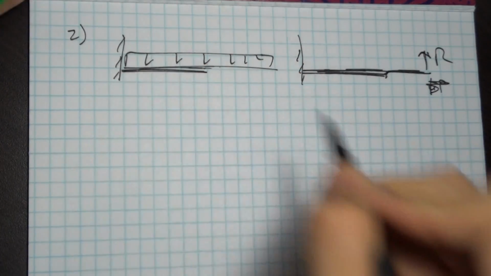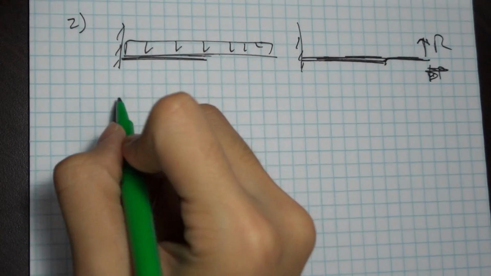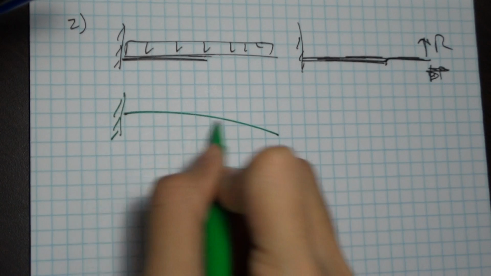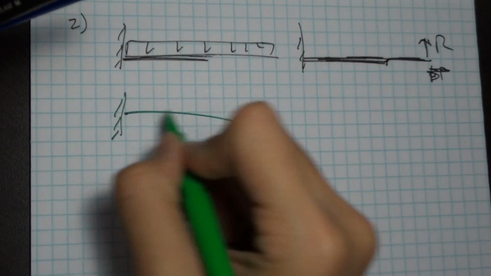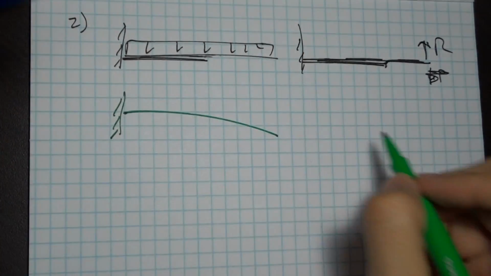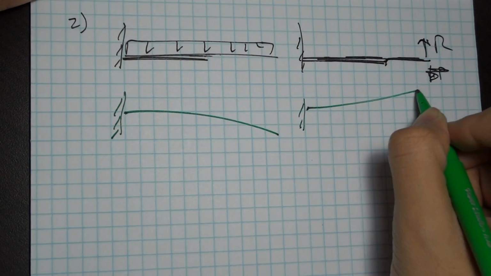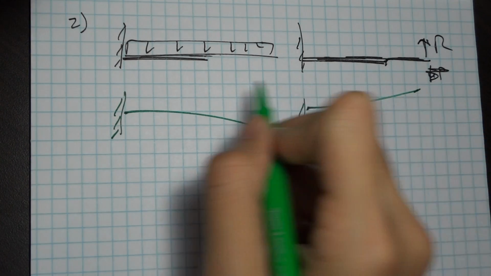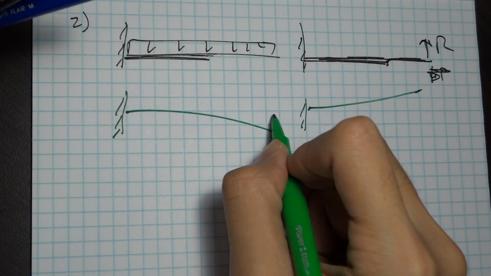So for example, over here, let's look at what is the deflected shape of this beam. Do you guys agree that it's just going to bend downwards like this, because I have some distributed load applied to it? And over here, do you guys agree that this is going to bend upwards because I have a point load in the upwards direction? And if I superimpose these two, then I should end up with a beam that has zero deflection at this point.